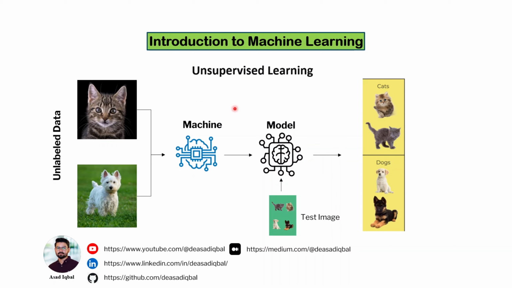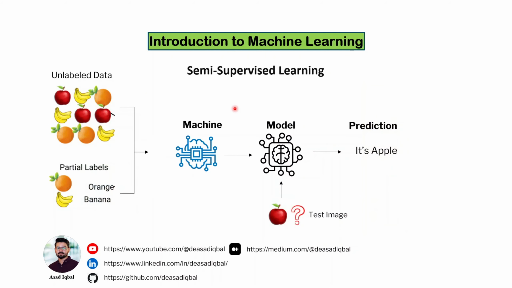So now let's discuss the third type of machine learning, which is semi-supervised learning. As the name suggests, semi-supervised is basically a combination of the previous two techniques, which are supervised and unsupervised. In semi-supervised learning we provide both kinds of data sets: an unlabeled data set and a labeled data set, partially labeled we can say. We provide both data sets to the machine, and the machine trains and finds the patterns using this labeled and unlabeled data set.